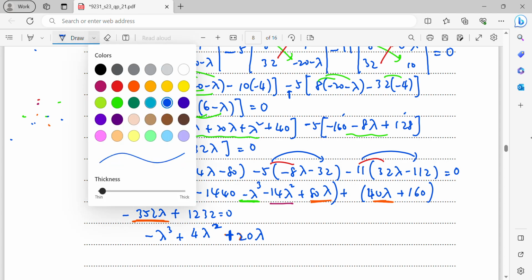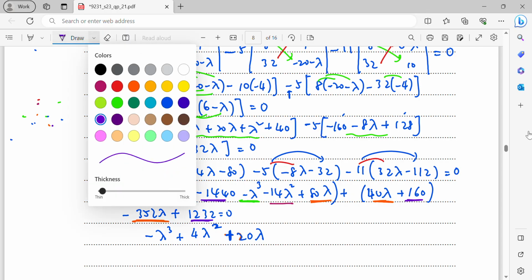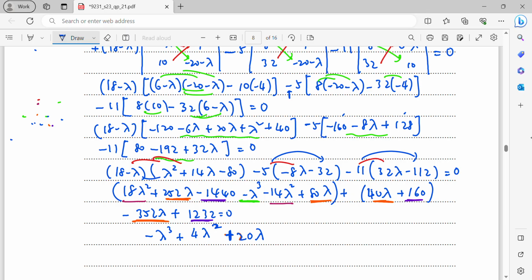Okay, so lastly will be the constant. All the constants you just simplify. Negative 1440 plus 160 plus 1232, it will be negative 48. That equals to 0.